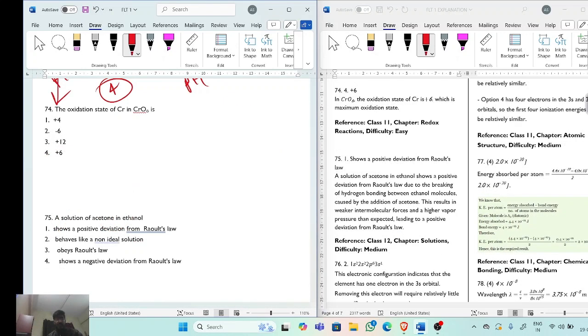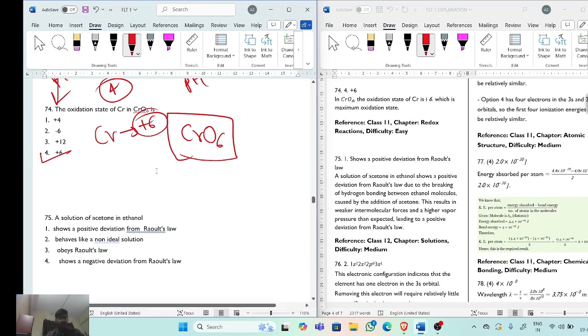Now question number 74. The oxidation state of chromium in CrO6. Okay, the given compound is CrO6. So we know the maximum oxidation state possible for chromium is +6. We can directly comment on the oxidation state by drawing the diagram, but CrO6 is a very common compound in which the oxidation state of chromium is generally asked. So here we have just to remember that the oxidation state is +6, or you can calculate by drawing the diagram as well. Okay, so correct answer is option number 4.